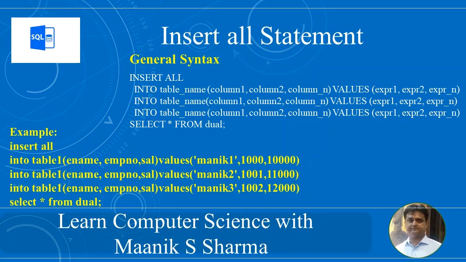In this case, if you want to insert 3 rows, then you need to write the INTO clause 3 times. For example, if we want to insert 3 rows in table1 simultaneously, then we have to write and execute the statement like: INSERT ALL INTO table1 (ename, empno, sal) VALUES ('Maanik1', 1000, 10000) INTO table1 (ename, empno, sal) VALUES ('Maanik2', 1001, 11000) INTO table1 (ename, empno, sal) VALUES ('Maanik3', 1002, 12000). At the end we need to write SELECT * FROM dual.